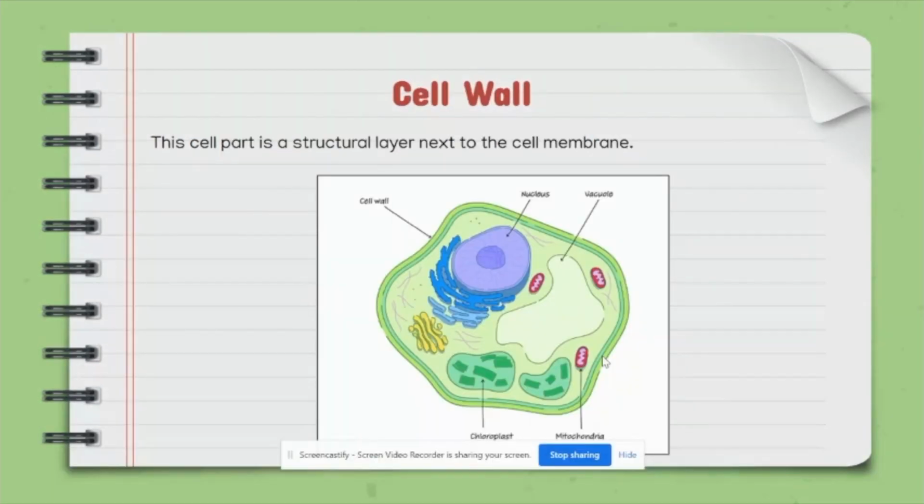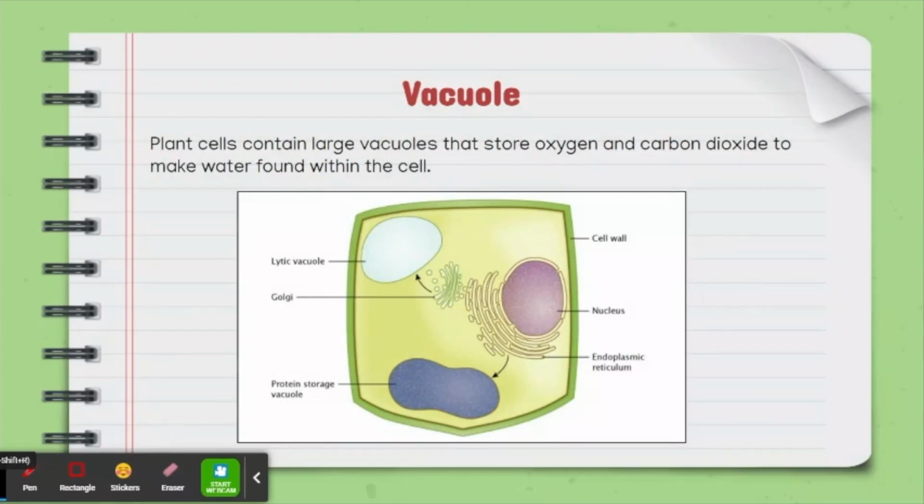So the cell wall is a part of a cell that is a structural layer next to the cell membrane. The cell wall is the green substance outside the cell. It helps keep the cell in shape. It also gives protection. Compared to animal cells, which have small vacuoles, plant cells contain large vacuoles that store oxygen and carbon dioxide to make water found within the cell.